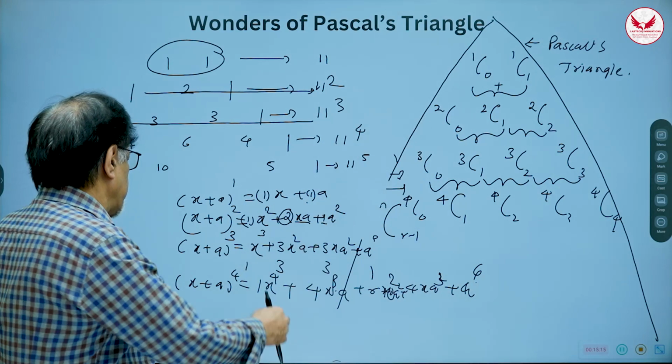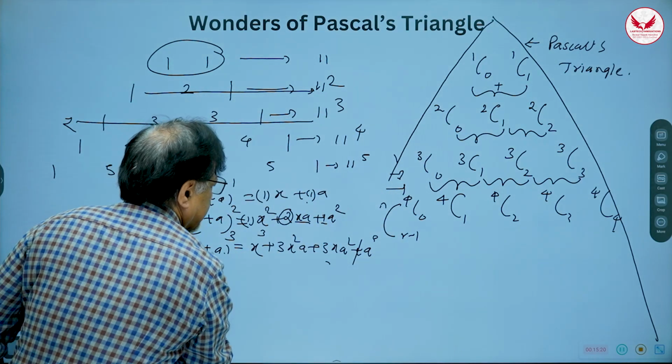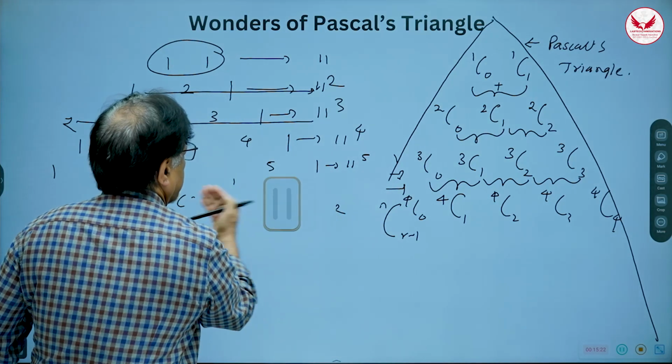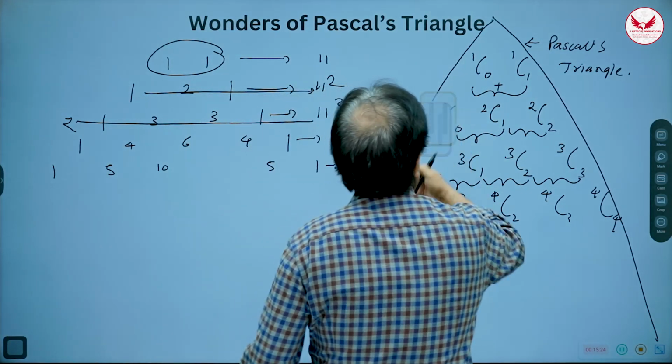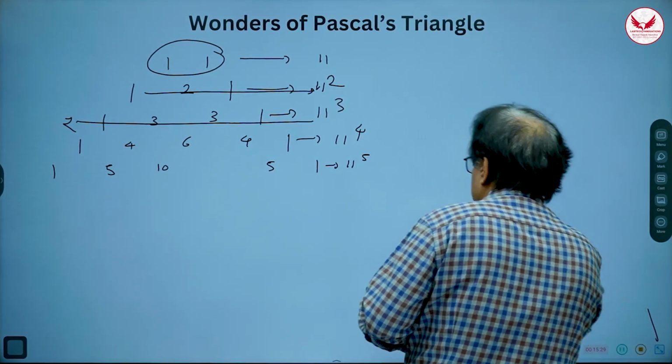I think this is not quite visible. So I'll remove this and I'll write it again. Okay. Now let us continue with this. So what I want to say is this. Now let us remove all this Pascal's triangle, once you have understood the nature of Pascal's triangle.